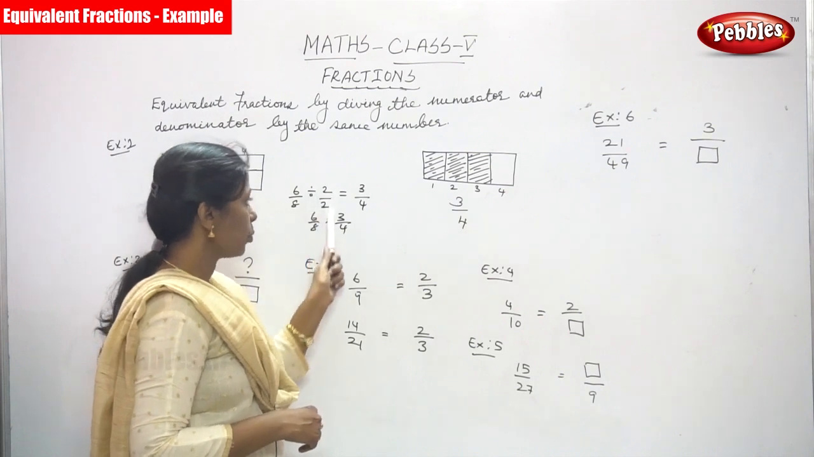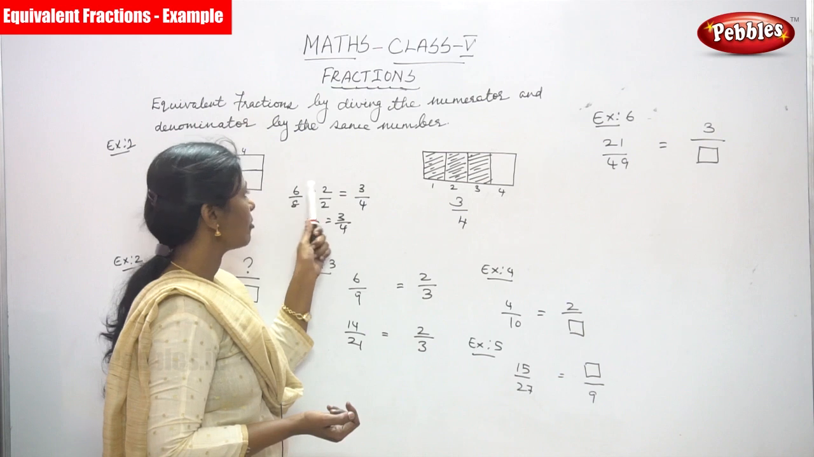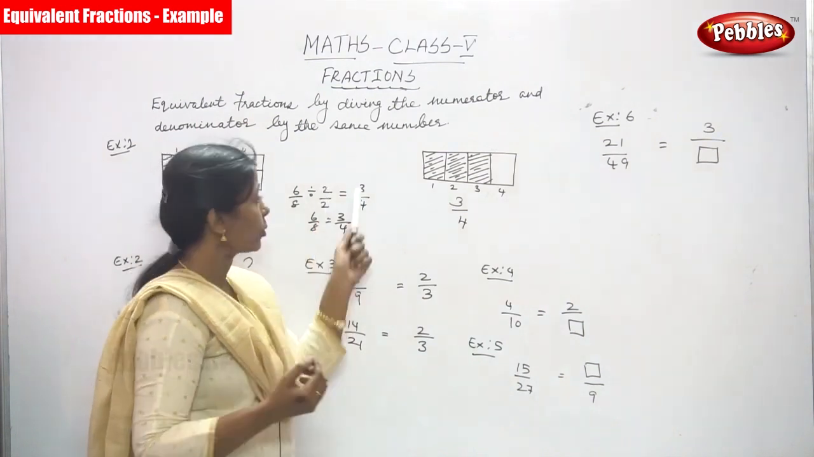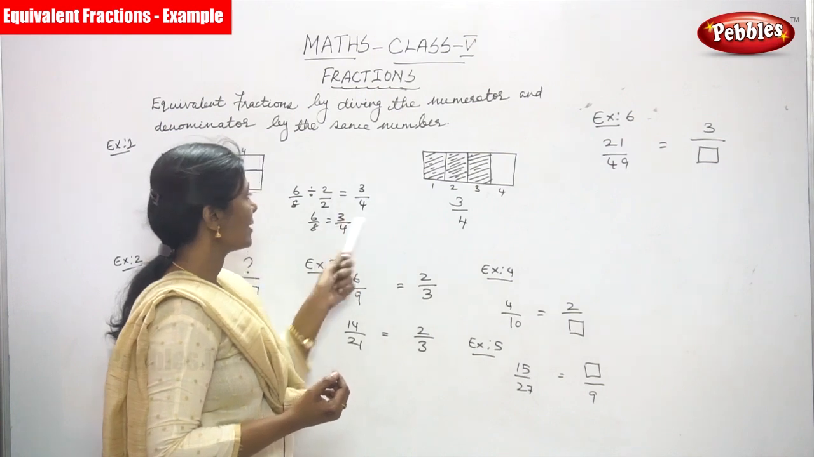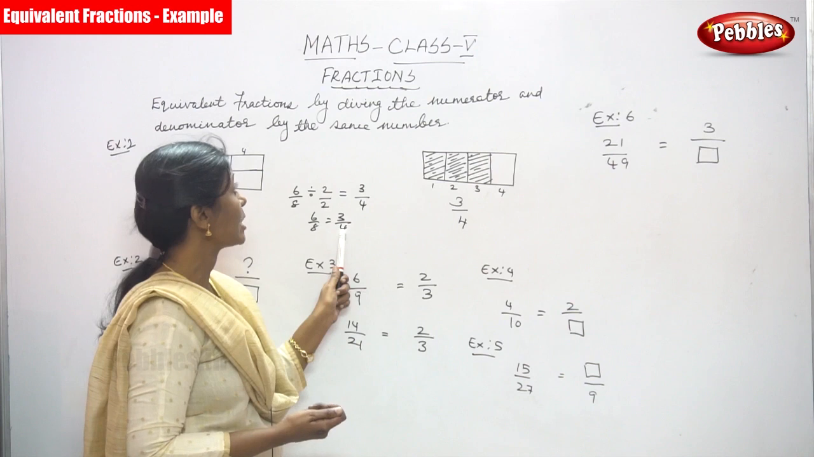The number taken by me is 2. So 6 is divided by 2 and 8 is divided by 2. So you get 3 by 4. So you get the equivalent fraction. 6 by 8 is equal to 3 by 4. This is the equivalent fraction.